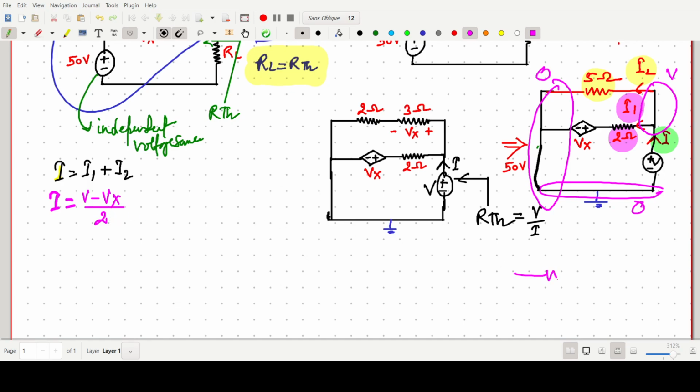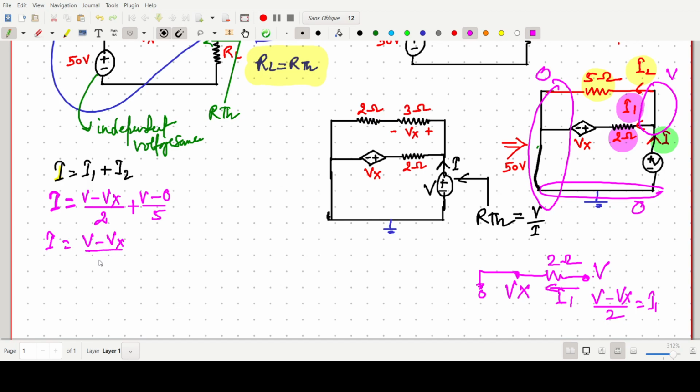Okay, because this one is a simple resistance of 2 ohm, this voltage is V, and this one is Vx. Another one is grounded. So V minus Vx, the current is flowing, so (V minus Vx) by 2 equals the current I1. Now for I2, we can write V minus 0, that is (V minus 0) by 5. So this current I equals (V minus Vx) by 2 plus V by 5.